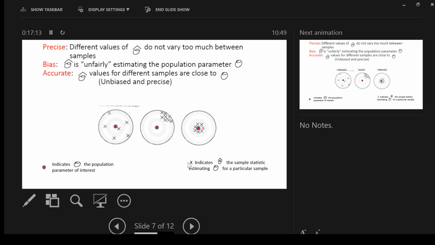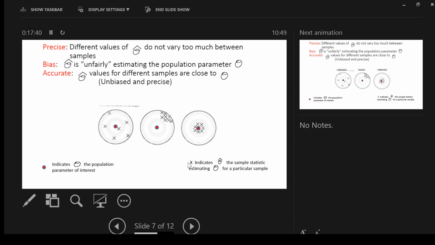This one is precise, and it's good. But what is the next one? Let's look at the bottom one. Accurate, forget bias for now. Accurate says the theta hat values for different samples are close to the real values. Different samples, the crosses are close. No, no, yes. This one is precise and accurate. Can you see? Because precise just means it doesn't vary a lot. The crosses are near each other.